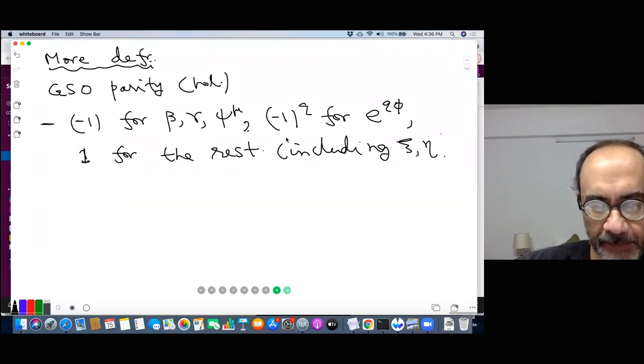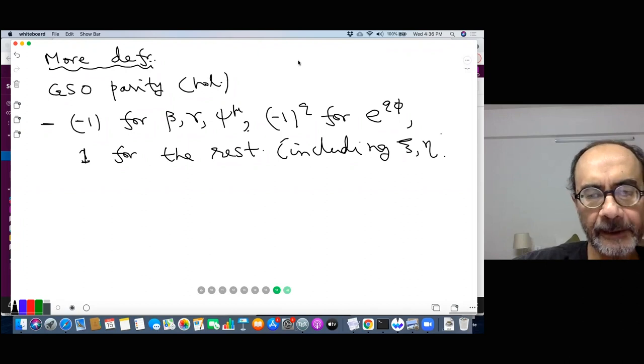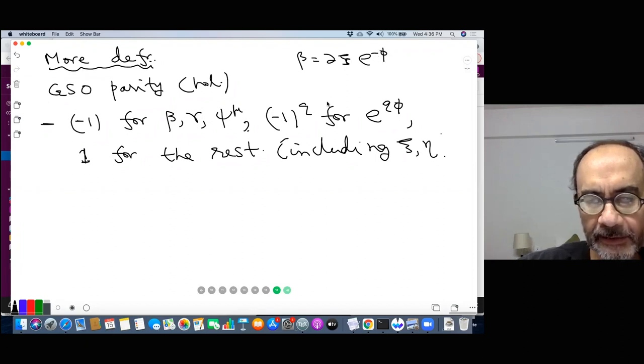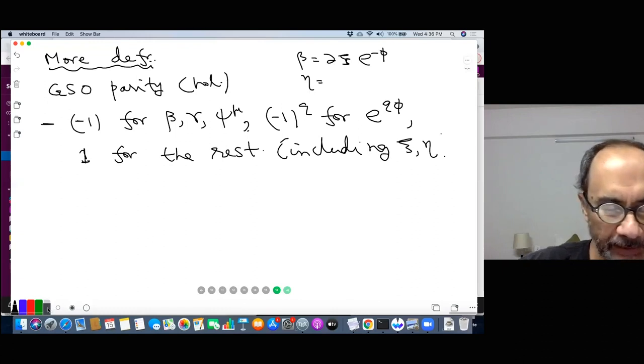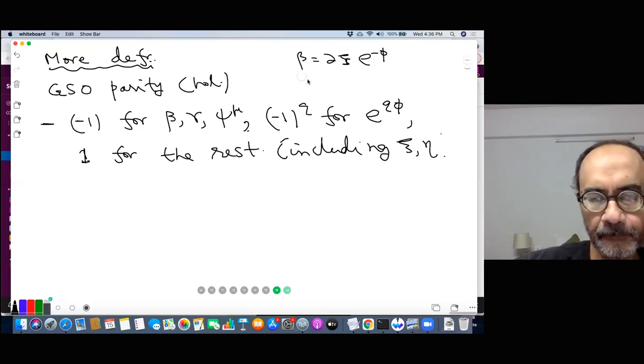And that's consistent, because you can see if we use beta as del xi e to the minus phi, then e to the minus phi has odd parity. Beta has odd parity. Del xi has even parity, so it's consistent. Similarly, gamma as eta e to the phi. That's also consistent.